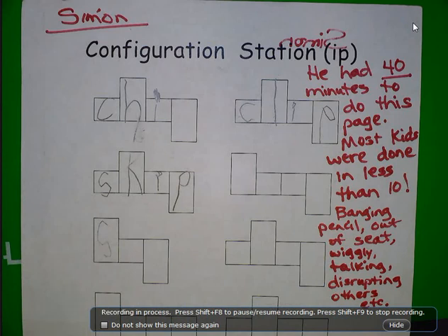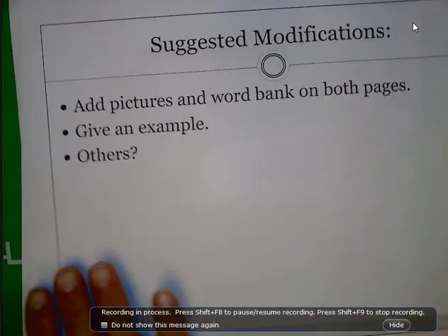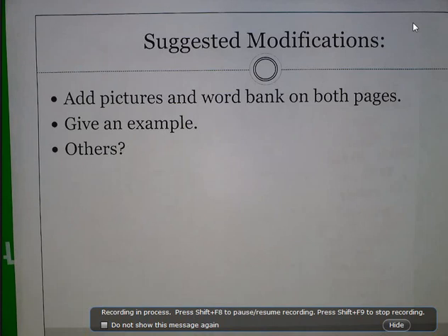Hopefully you came up with some of your own ideas. Here are a couple. Add pictures in the word bank on both pages. Give an example, and I'm hoping you came up with others. There are many things you could do to improve this assignment.